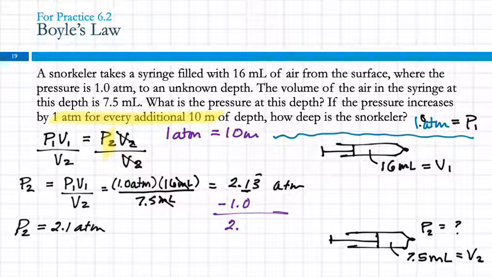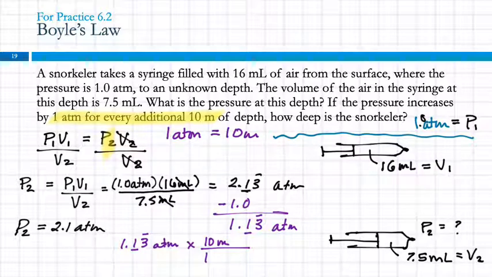So the increase in pressure is 1.1 atmospheres. Okay? That's how much the pressure increased. So I can take that 1.1 atmospheres and apply that conversion factor, that 10 meters for every 1 atmosphere. So about 11 meters. Any questions?